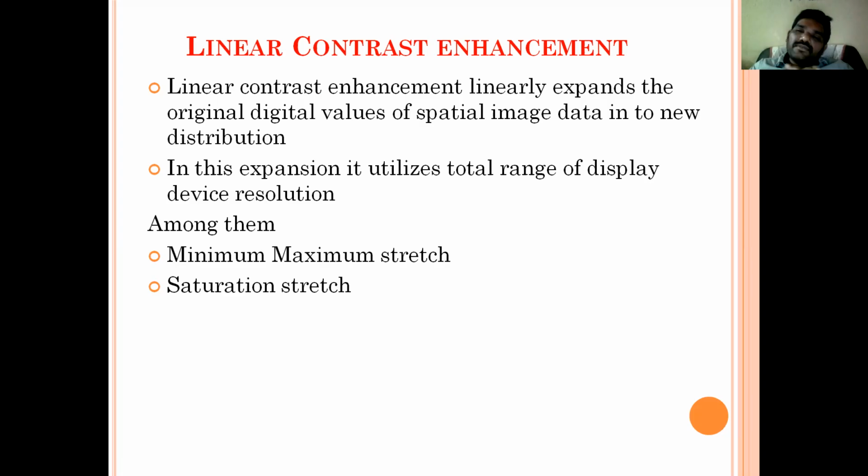There are different methods under linear contrast enhancement. Among them, we are going to discuss two categories. One is minimum maximum stretch, else minimum and maximum stretch. The other one is saturation stretch. The other name for saturation stretch is percentage stretch. We'll discuss them in the next class.